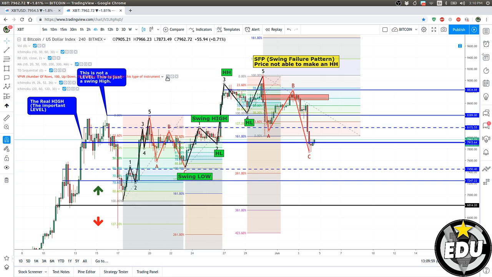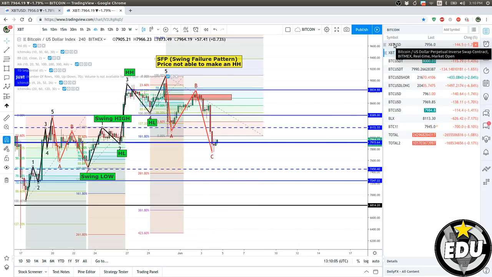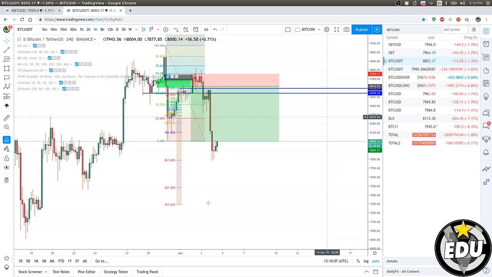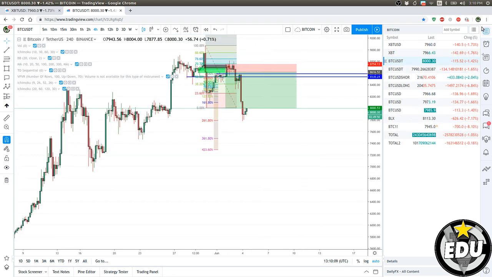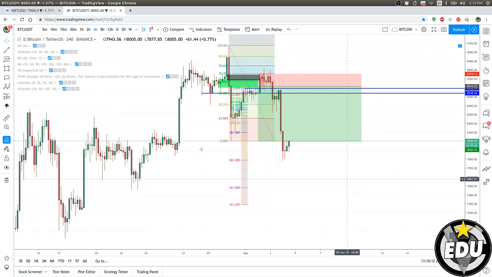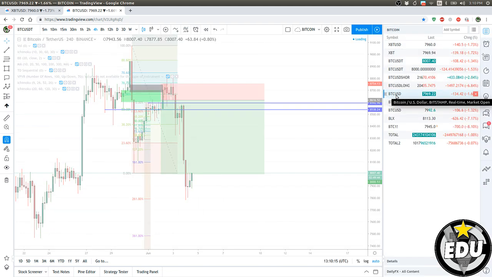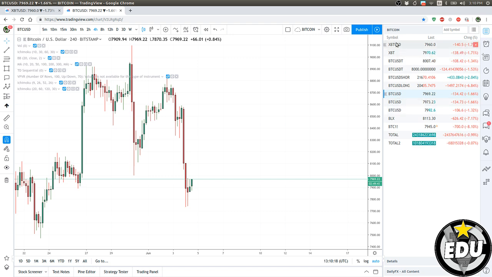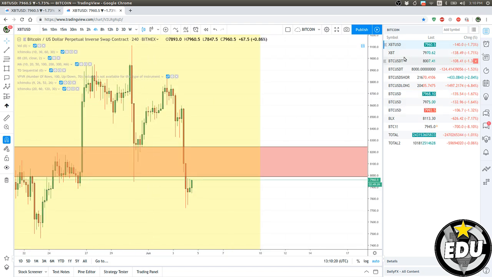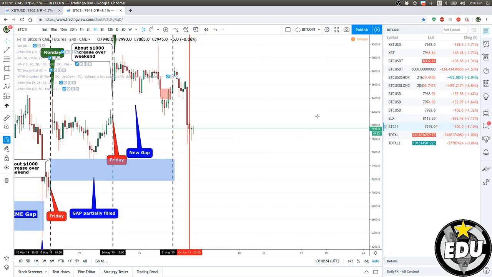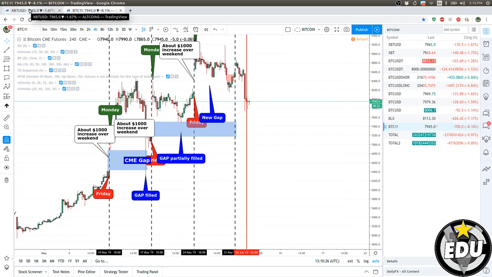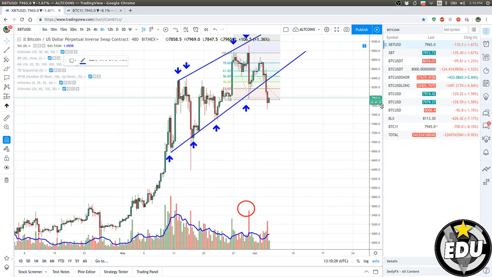Oh, I cannot trade on XBT. I have to open another chart. Let's see what chart I got. There's something on it. This is Bitcoin. Okay. Actually, the CME chart is interesting.